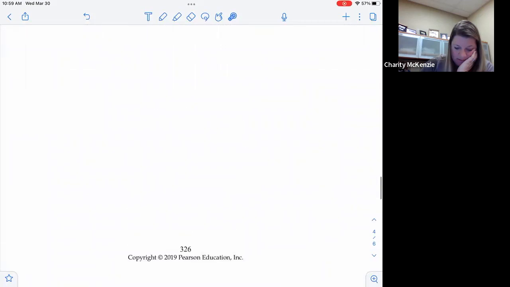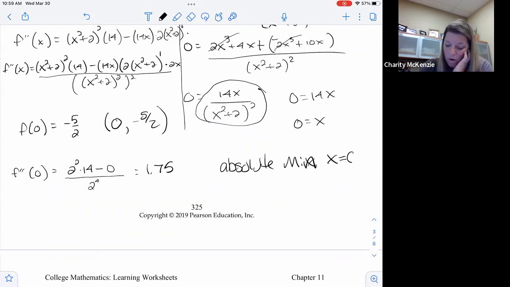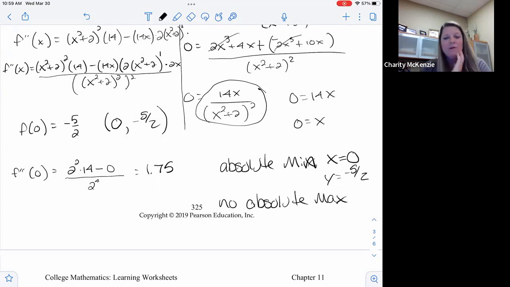Where was I? Here, problem. Here we are. So we have an absolute minimum at x equals 0, and the y was -5/2 if we cared, and no absolute max. And if we get one critical value, we have a min or a max. Like, there's no way around it.